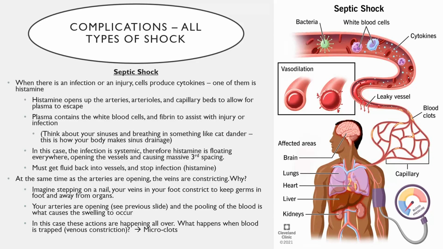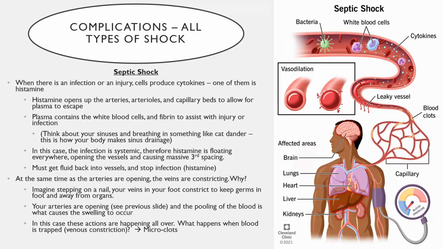So complications of shock could also be septic shock. So when there's an infection or an injury, cells are going to produce those cytokines. So we kind of remember this as your distributive shock, right? You get that vasodilation. This is why I save septic shock for this area, because your septic shock could be a complication of all types of shock. And this is why we do our SIRS alerts.